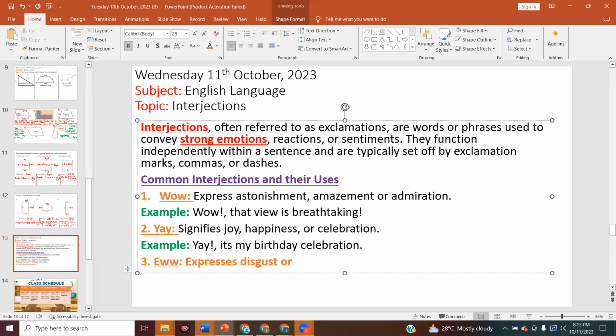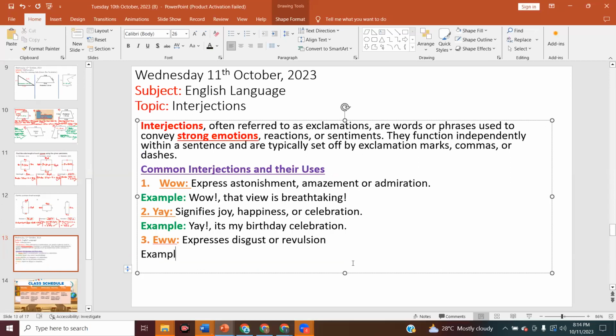Or revulsion. Ew. All right? Ew, that hot potty smells so bad. Ew. All right. Example. What can we say? Ew, this food is what? Spoiled. Yeah. Okay. Ew, this food is spoiled.